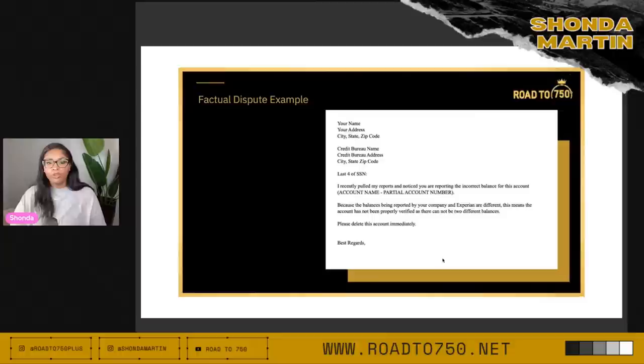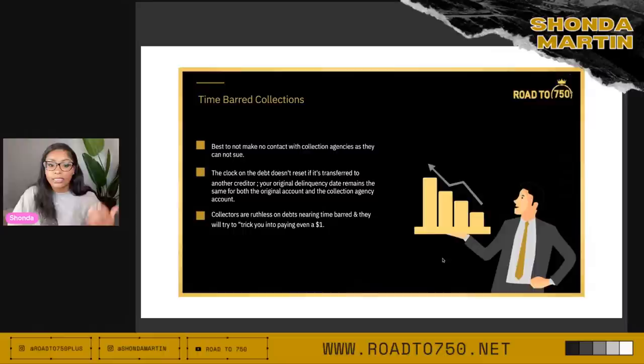Moving along. All right. So the next type is time bar collection. Time bar collections are just collection accounts that are outside of the legal reporting time. Outside of the statute of limitations, there's another clock on every derogatory account called the reporting time. Unlike the statute of limitations, this is the same no matter what state you live in. The reporting time for a collection account is 7 years from the date of first delinquency. That means it can only be reported on your credit report for up to 7 years. After 7 years, no matter what the status on that collection account is, it cannot legally be reported on your credit report. That is considered a time bar collection.